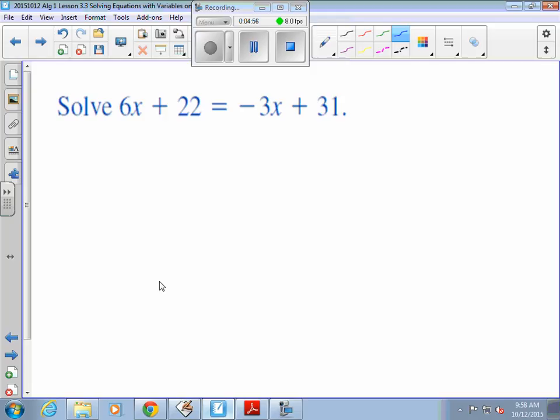On the back, where there's plenty of room, copy this problem down and work to solve for x. Remember, collect your variables on one side first. 6x plus 22 is equal to negative 3x plus 31. Take about 45 seconds.